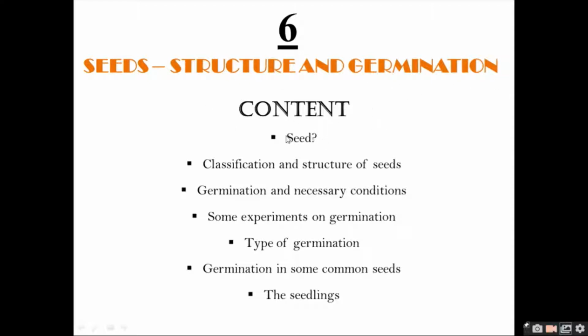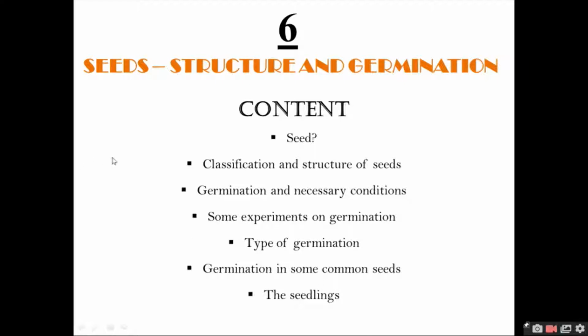The content of this particular topic is we are going to see about seeds, the classification and structure of seeds, the germination and necessary conditions for seeds, and some experiments on germination, that is, what the optimum conditions are for the growth of a plant from seed. Next, we will see the types of germination, germination in some common seeds with examples, and the seedlings.